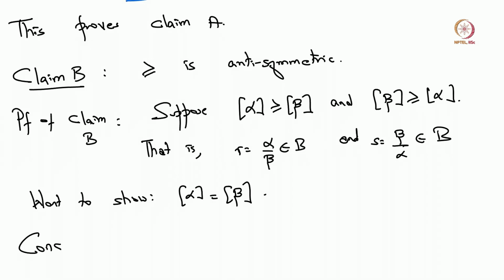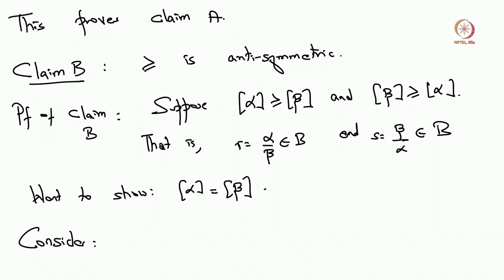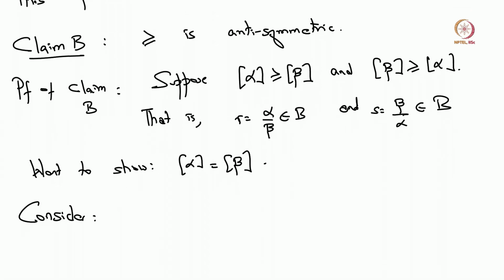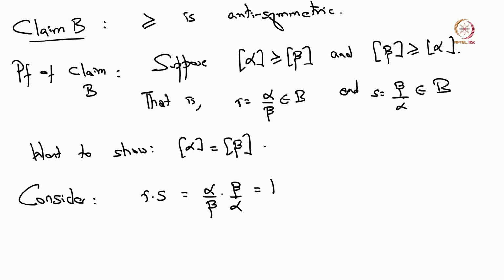Now, what do we have by hypothesis? We have that alpha over beta belongs to B and beta over alpha belongs to B. We call them R and S. So if you look at the product R times S, this is nothing but alpha over beta times beta over alpha, which is just 1. So you have two elements R and S in B, and the product equals 1.